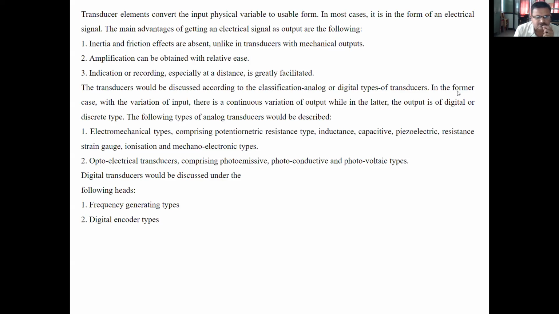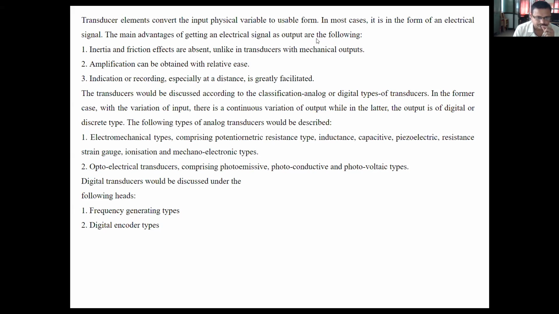The main advantages of getting an electrical signal as output are the following. First, inertia and friction effects are absent, unlike in transducers with mechanical outputs. Second, amplification can be obtained with relative ease. Third, indication or recording, especially at a distance, is greatly facilitated.